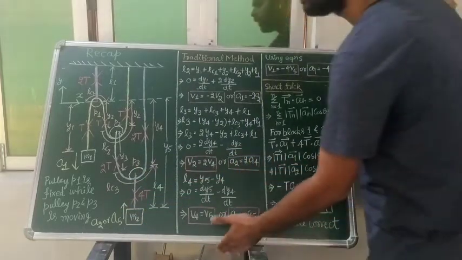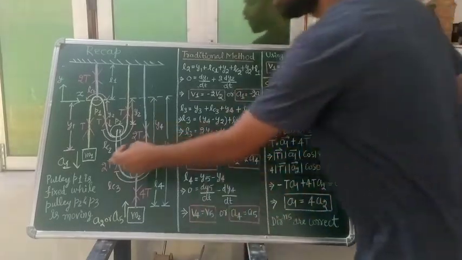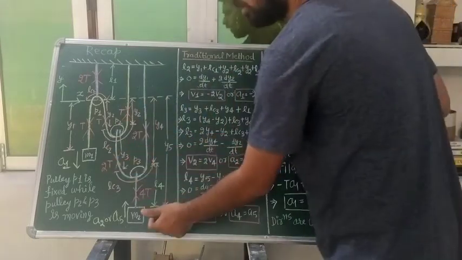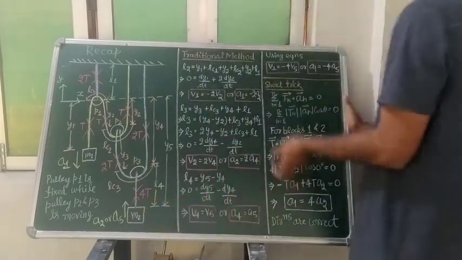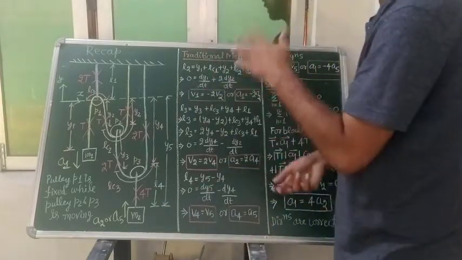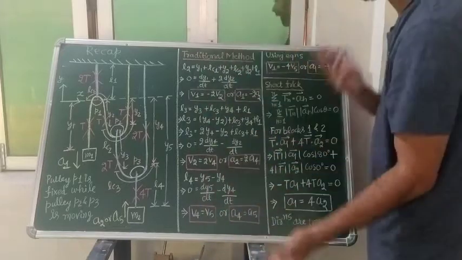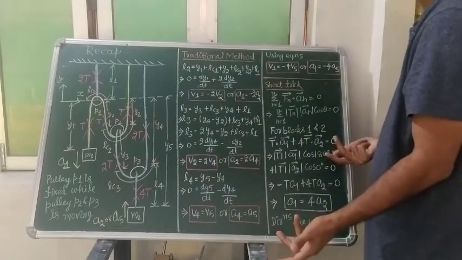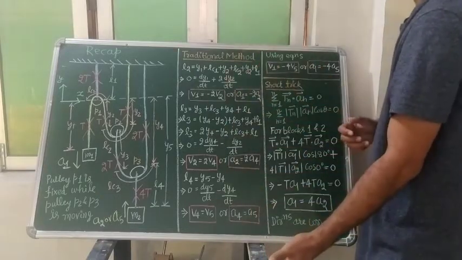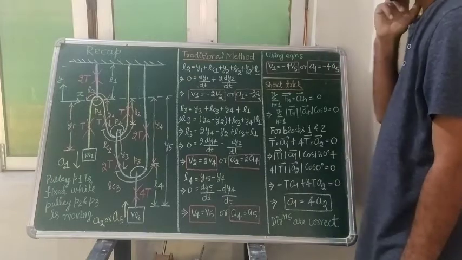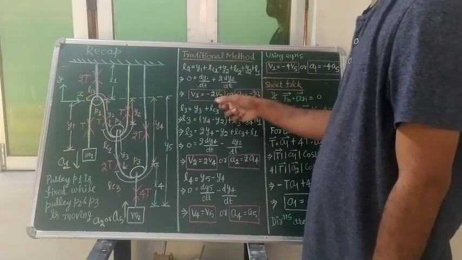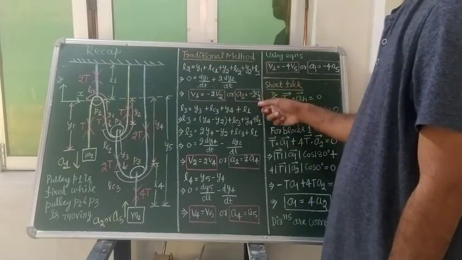Once again I am recapitulating that whatever is the velocity of this block, 1 by 4 of the velocity or acceleration of that block will be the velocity and acceleration of this block. Here the negative sign is saying to you that your acceleration and velocities will be in opposite direction. The meaning of the negative sign is that one will move downward, the other will move upward. And here also we are seeing that v1 is equal to minus twice v2, a1 is equal to minus twice a2.